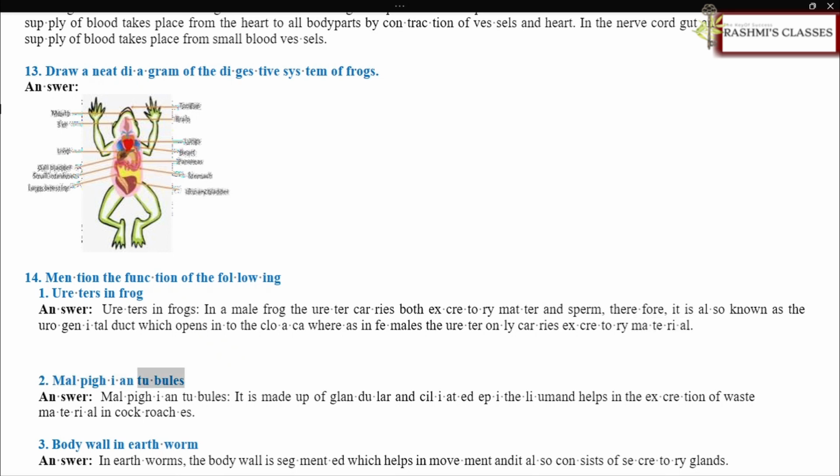Malpighian tubules. Answer: Malpighian tubules are made up of glandular and ciliated epithelium and help in the excretion of waste material in cockroaches. Body wall in earthworm. Answer: In earthworms, the body wall is segmented, which helps in movement, and it also consists of secretory glands.